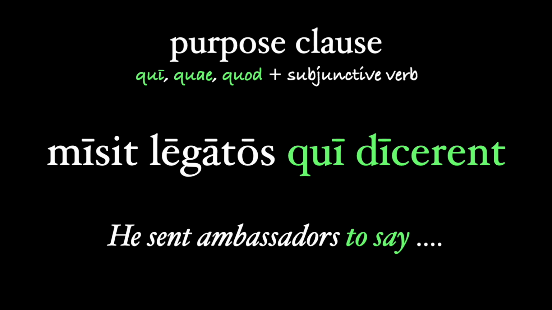Misit legatos qui dicerent. He sent ambassadors to say, or who would say, followed by their intended statement. The subjunctive dicerent tells us that the relative clause here expresses a purpose rather than a general description of the ambassadors and why they were sent.